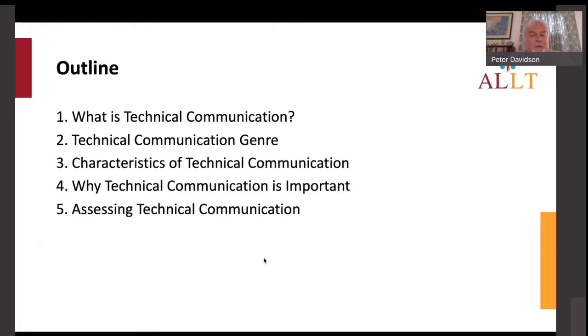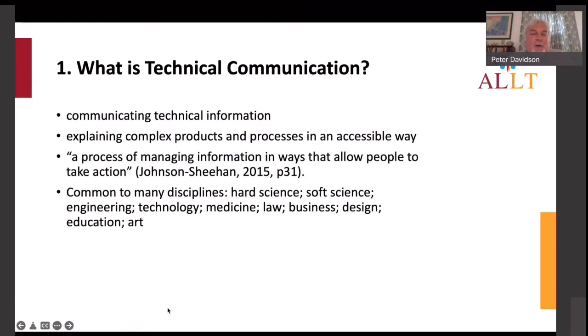In the first part, I'm going to talk about what technical communication is, and then look at different types of genre in the technical communication field. Then Jamie's going to talk about the characteristics of technical communication and why it's important. And if we have time, we'll touch on assessing technical communication.